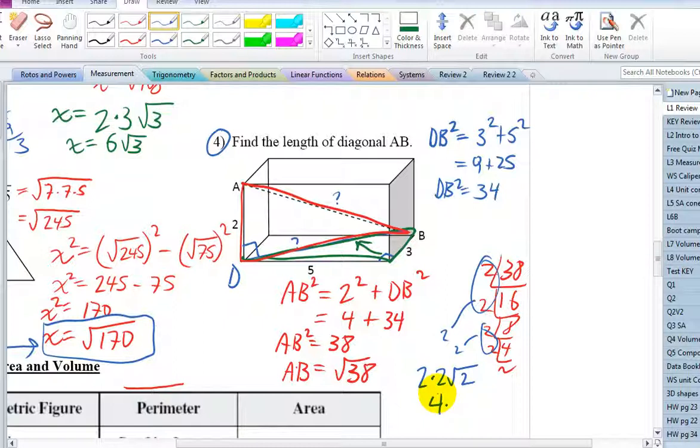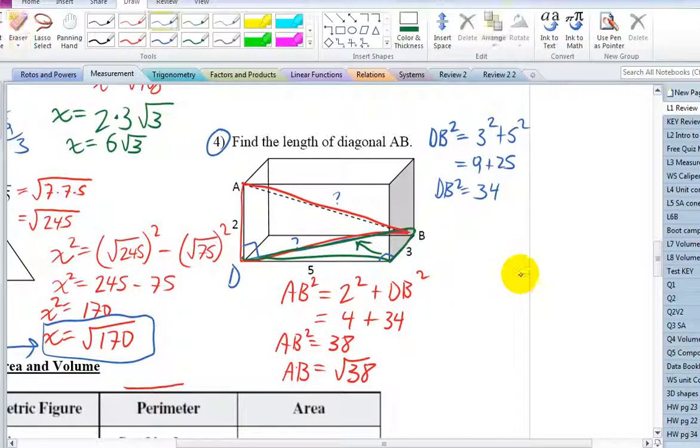38 by 2 is 19. Oh. What is it, 19? Yeah. Thanks. And then we're done, aren't we? So the answer is root 38. Root 38. Okay.